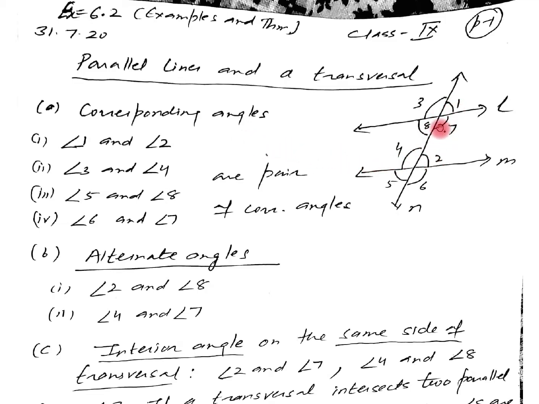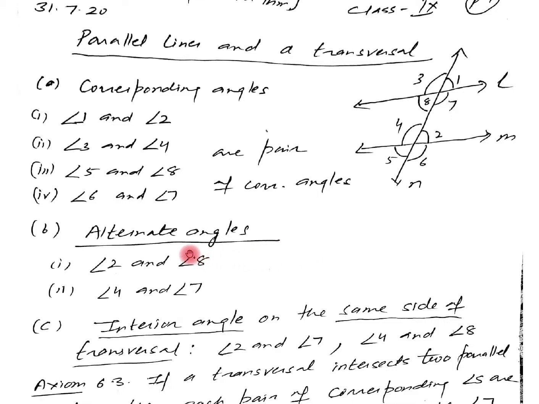Angle 1 and angle 2, then angle 3 and angle 4, then angle 8 and angle 5, then angle 6 and angle 7. These are known as what? Corresponding angles. They always lie on the same side. One is outside, another is inside. See it again: angle 1, angle 2, angle 3, angle 4, angle 6, angle 7, angle 5, angle 8. These are corresponding angles.